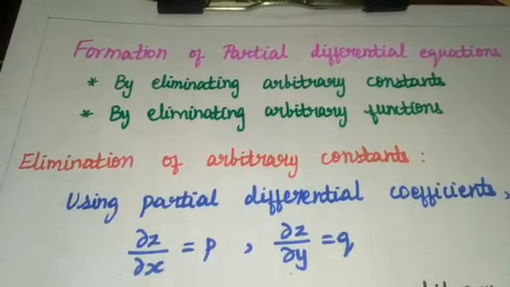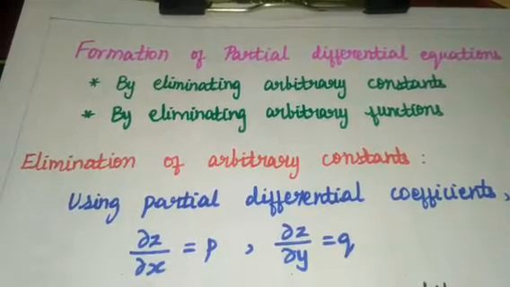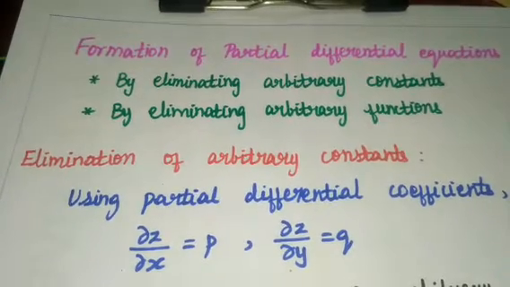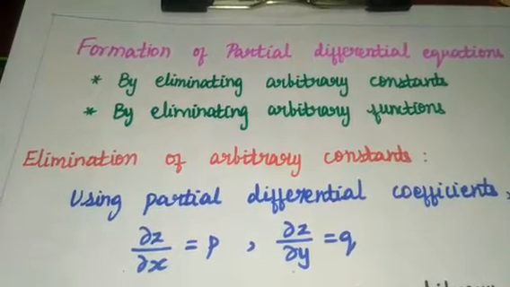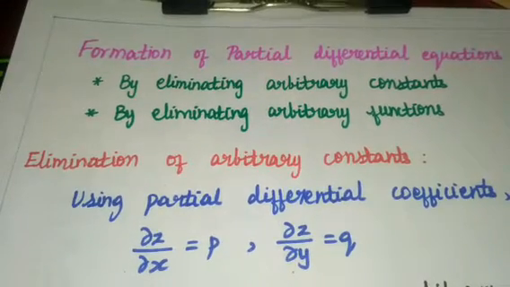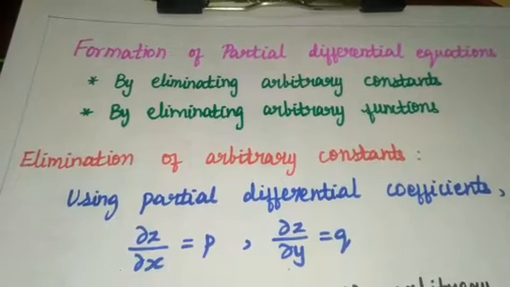So let's see how to eliminate the arbitrary constants. It can be eliminated by using partial differential coefficients. They are p equal to dou z by dou x and q equal to dou z by dou y.